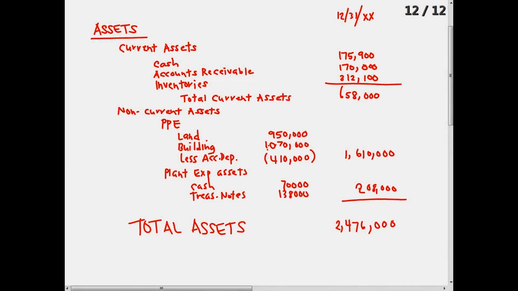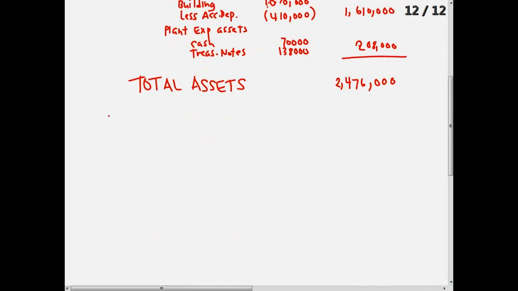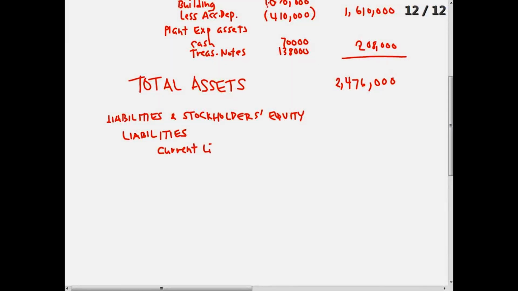All right, now how about our liability and owner's equity section? Okay, so liabilities and stockholders' equity. Could be owner's equity, stockholders' equity, shareholders' equity, that doesn't matter. Okay, what do I start with? Liabilities, okay, and then we'll do the current ones. So what are my current liabilities? So taxes payable, current portion of notes, anything else? Okay.